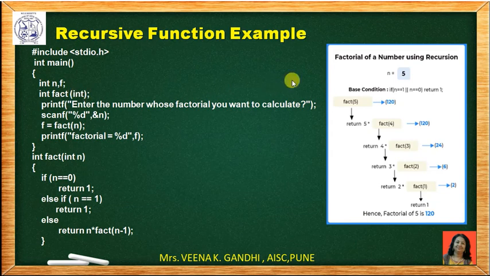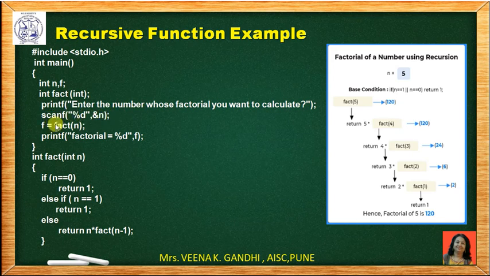Here I have shown the example of factorial, how to find the factorial of a number. First include the header file stdio.h. In that we define two variables, n and f. n is the number for which we want to find the factorial, and f collects the result. Then declare the function factorial, fact, which accepts one integer and returns an integer value. Then printf to enter the number whose factorial we want to calculate, and read that number by using the scanf function, scanf("%d", &n).